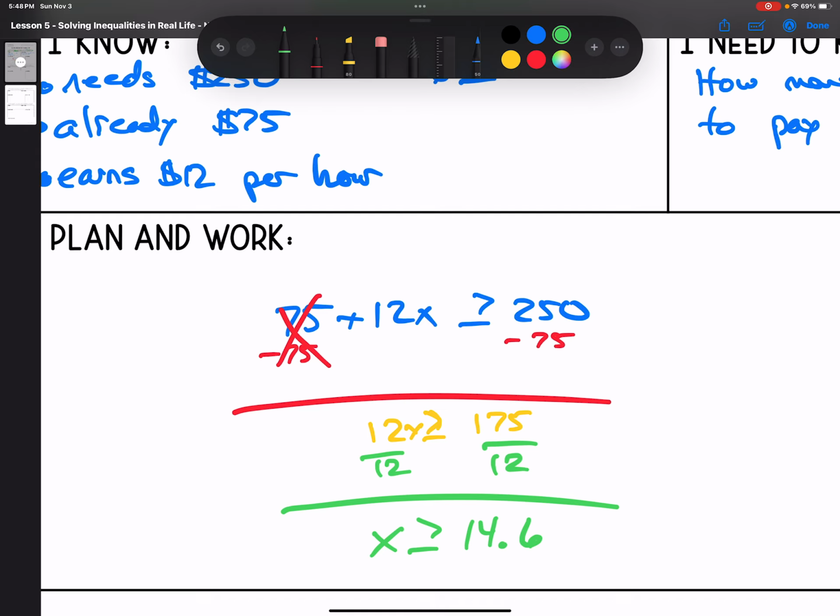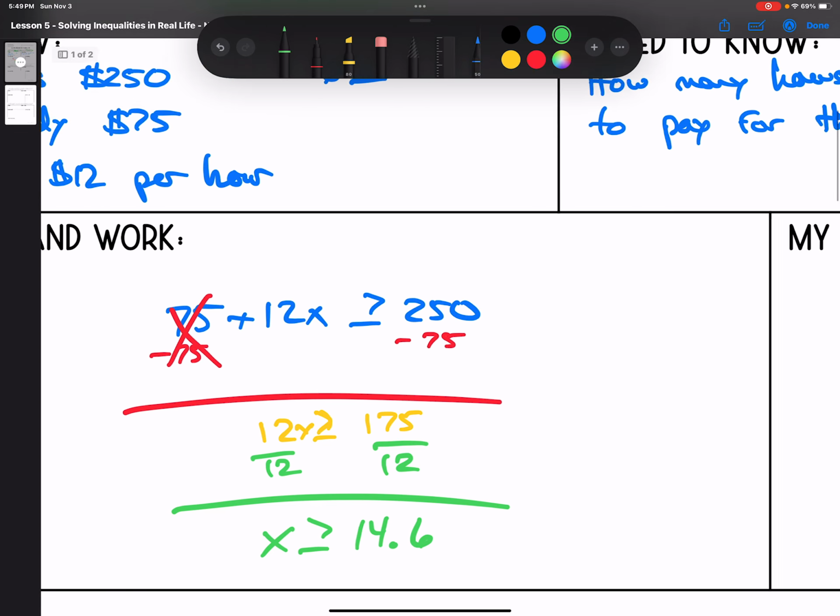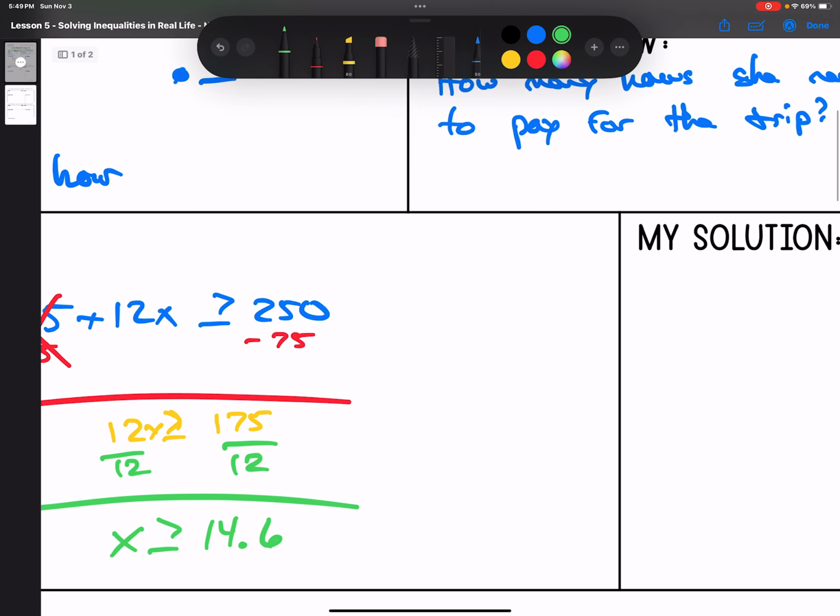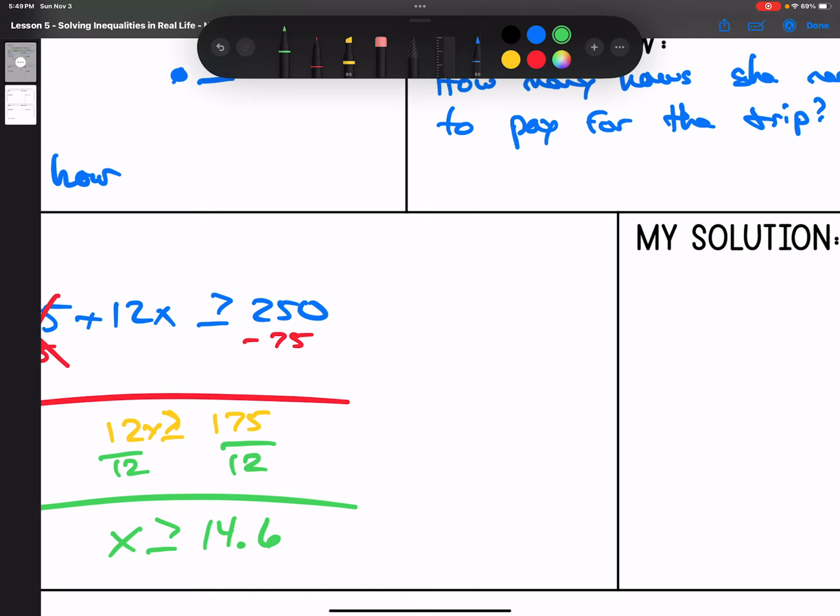You did not. You may have 14.6. I think, not even sure what the next number is, but you can round to 14.6. This is what I've done. So now let's go over here and answer the question, because if you put the answer as 14.6, you didn't get it right, because you're not going to babysit 0.6 of an hour. Come on now. You're going to have to babysit 15 hours.